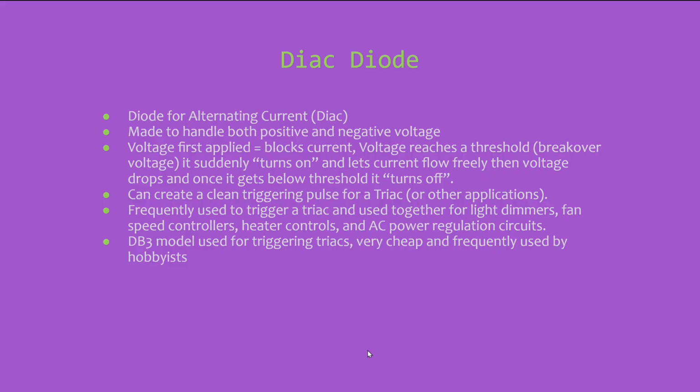This is an important behavior. It can create a really clean triggering pulse for a triac. The two are usually combined, and it can be used for light dimmers, fan speed controls, heater controls, AC power regulation circuits. The DB3 model seems to be really popular for at least triggering triacs because it's very cheap and used by hobbyists.